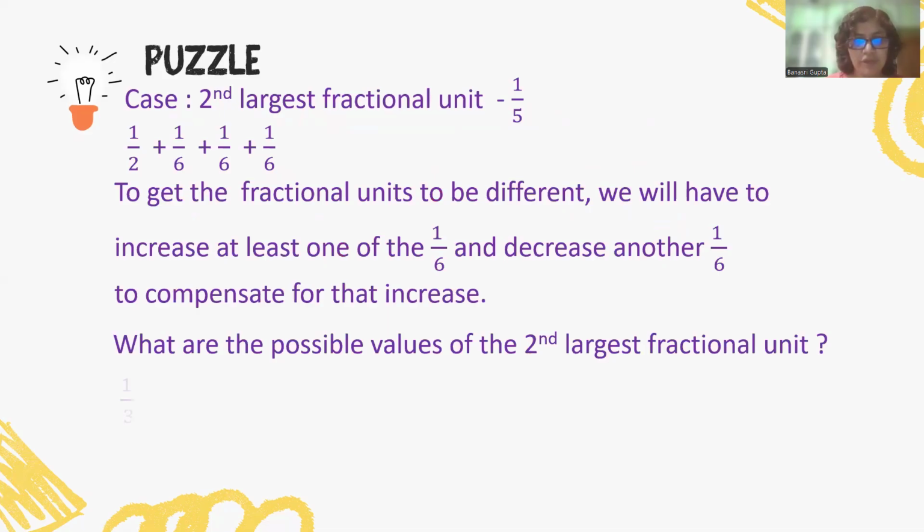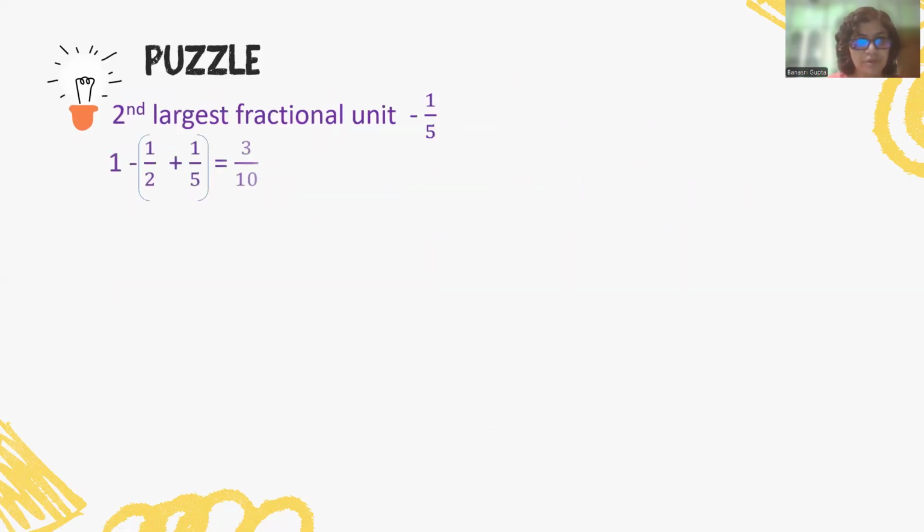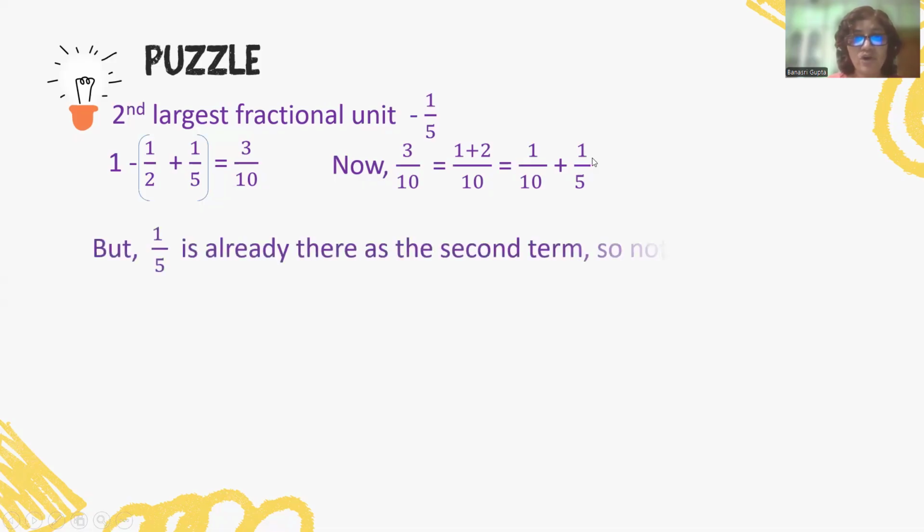So there is one more case, the case of 1 by 5, if the second largest unit is 1 by 5. What happens is, we subtract the sum of these two fractions from 1. We get 3 by 10. This 3 by 10 we can write as 1 plus 2 by 10 and break it into two different fractional units. But 1 by 5 is already there in the second term. This is a repetition. So this is not a valid case.